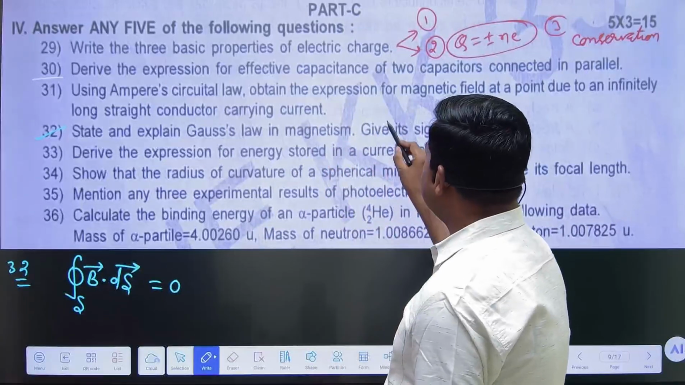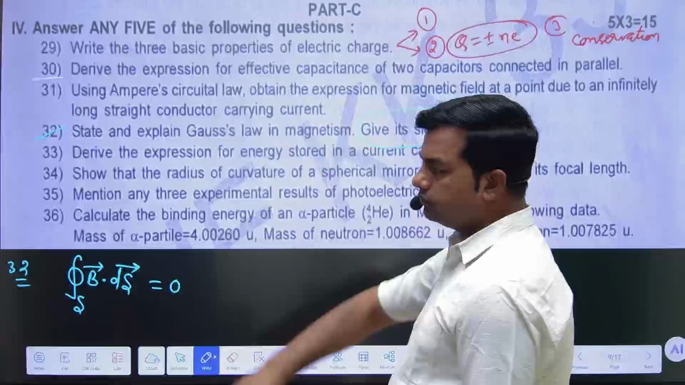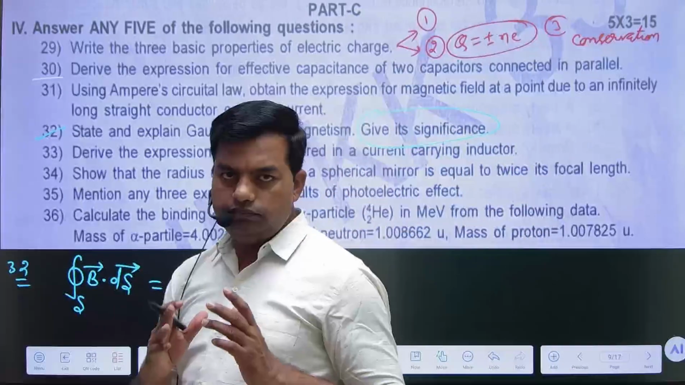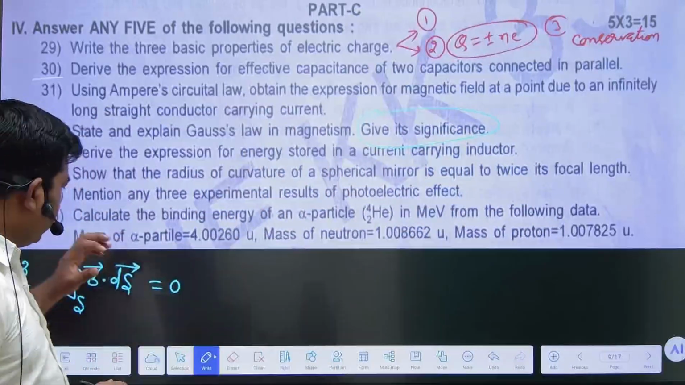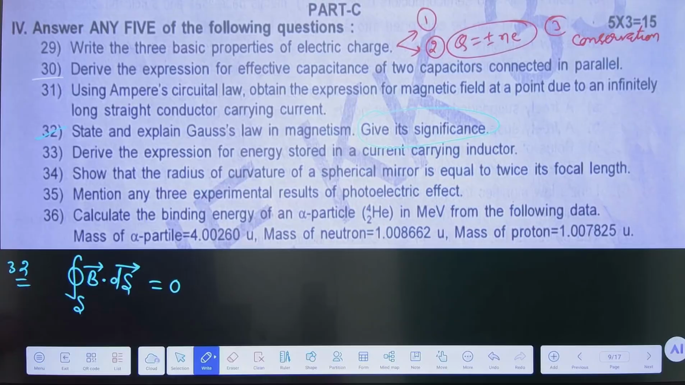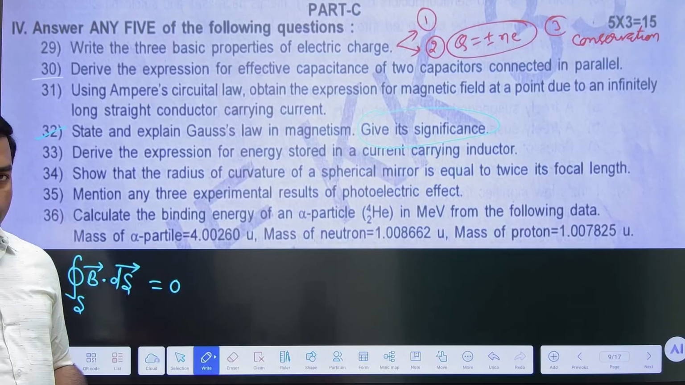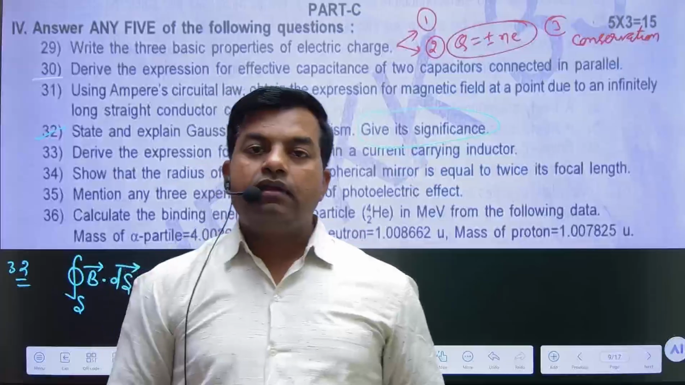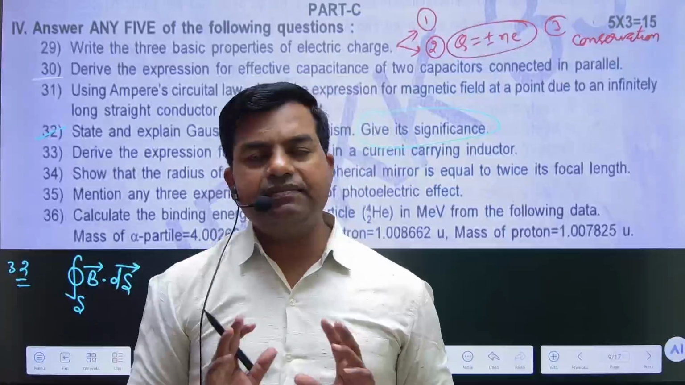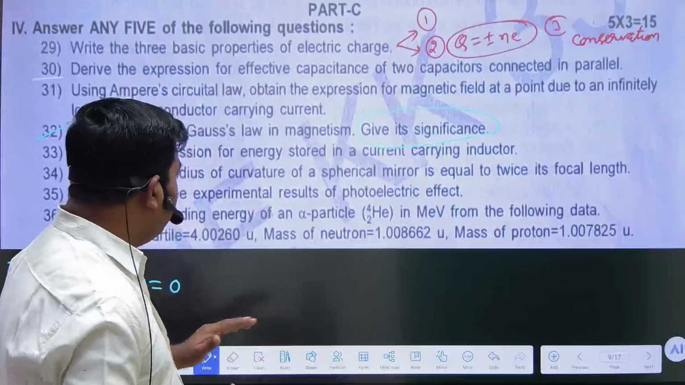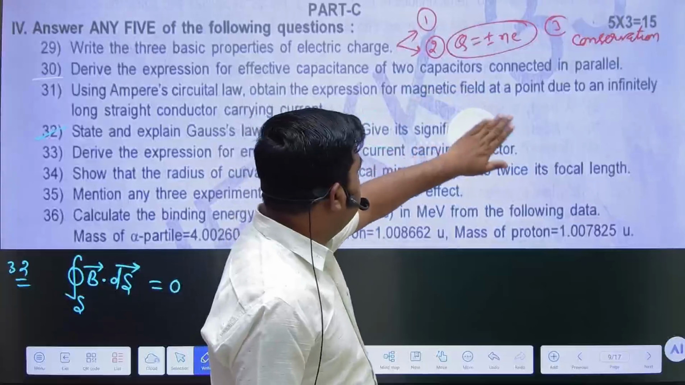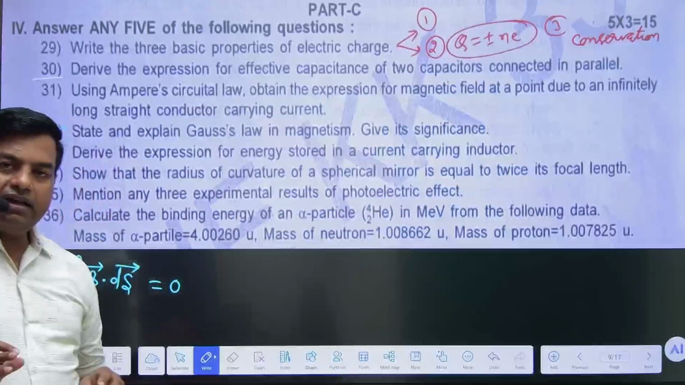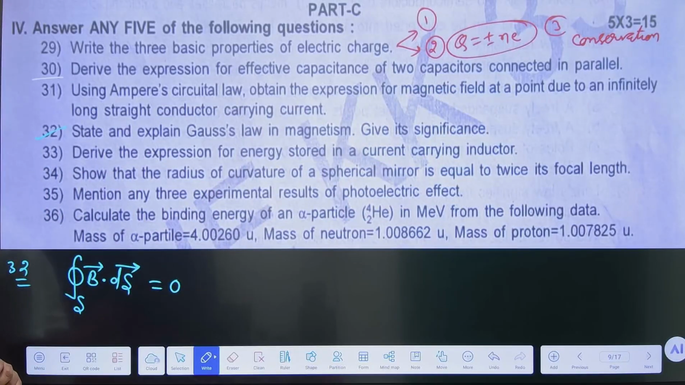So what is the significance of this law? This law states that the number of magnetic field lines entering any closed surface is always equal to the number of magnetic field lines leaving this closed surface. Hence we can say that the magnetic monopole does not exist. Electric monocharge can exist, but magnetic monopole does not exist. This is the significance of Gauss law in magnetism.